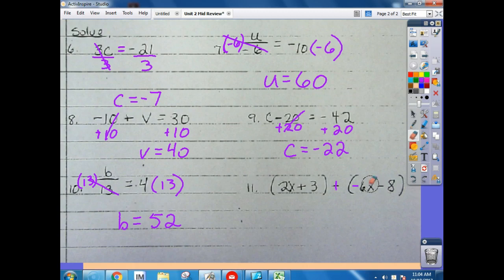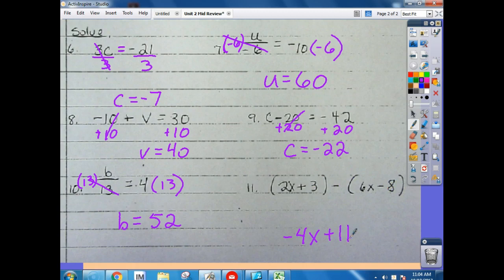If I wanted to on the front end, I could just think of it as, and again, I'm talking about like terms here, 2x minus 6x. That would be a negative 4x. And I'm also doing 3 minus negative 8. Well, when I subtract negatives, it's the same thing as adding positives. This turns into 3 plus 8, which is a positive 11.